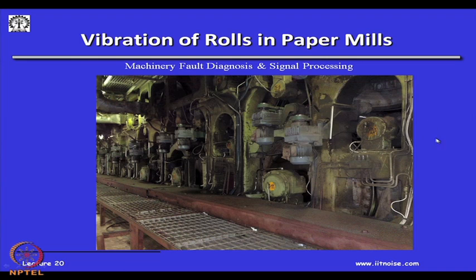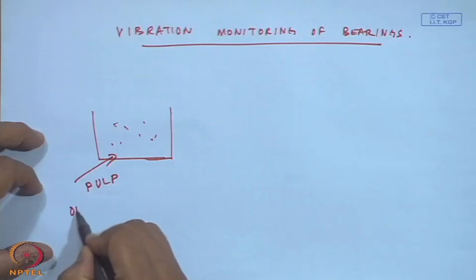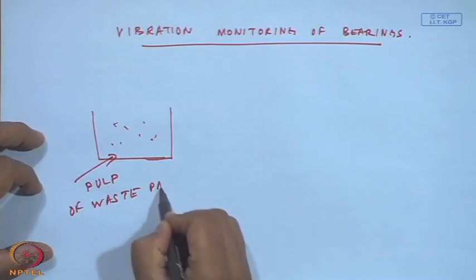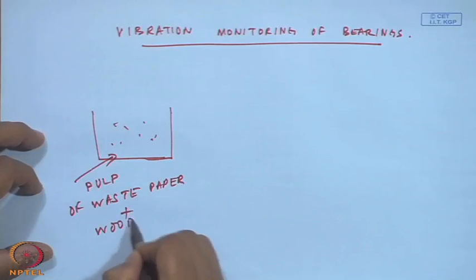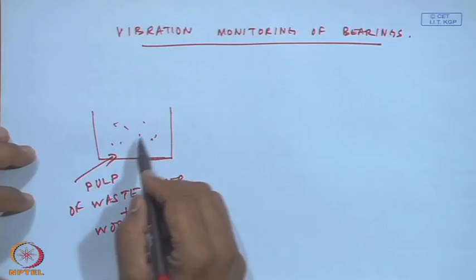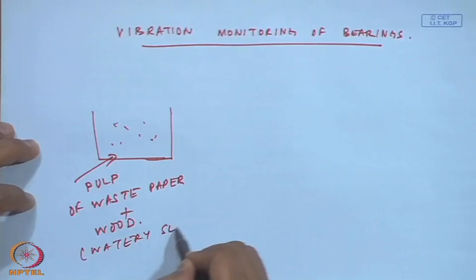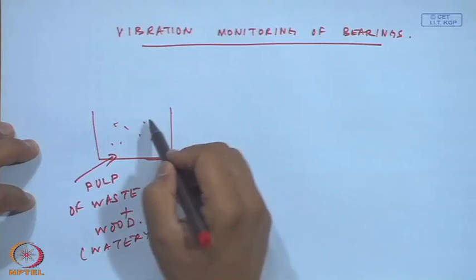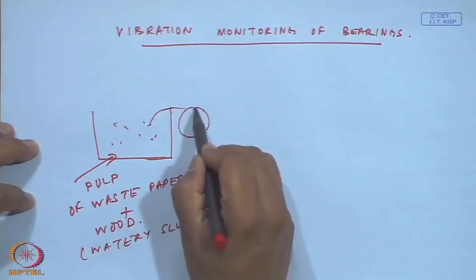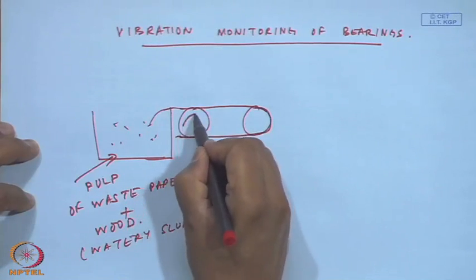In a paper mill, I don't know if you know how paper is manufactured. Basically, there are a lot of rolls, a lot of rolls rotating at different RPMs, could be at 1200 RPM. And this paper, if I were to briefly tell you, is a pulp of waste paper plus maybe some fresh wood pulp, which is made into a pulp after a chemical treatment. This is like a slurry, almost full of water, a watery slurry. And this is fed onto a roll, which is spinning at high speed.